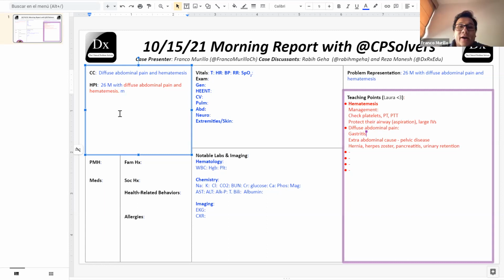Great. So for the HPI, he presented to the emergency department with a history of intermittent diffuse abdominal pain for approximately 2 to 3 weeks, associated with occasional nausea, but no vomiting. He had already had one prior event of frank hematemesis, like half a cup. But on the day of the admission, he had 2 to 3 cups of frank hematemesis in his home that made him go to the emergency department. With those 2 to 3 cups, he also had a near syncope event and general malaise.